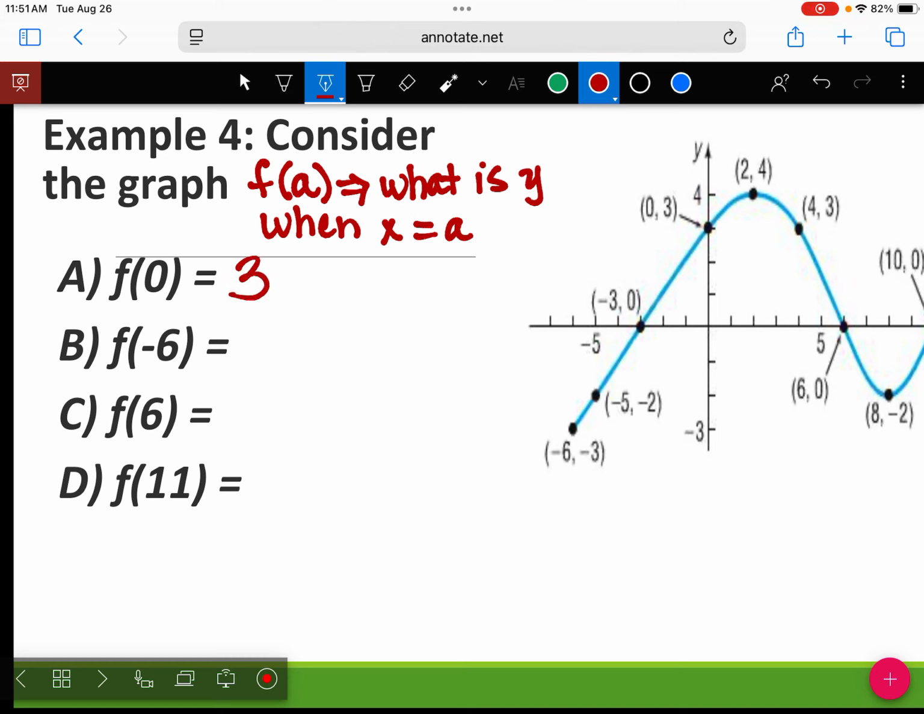All right, take a moment and answer B, C, and D by yourself. Find your Y values when X is -6, when X is +6, and when X is 11. And then I'm going to ask 3 people to tell me your answers.